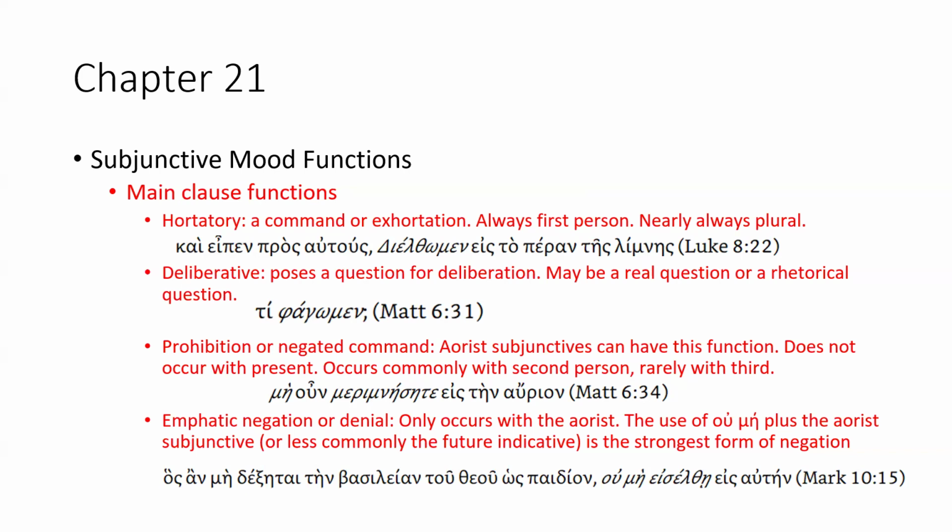Emphatic negation or denial. This only occurs with the aorist. The use of ou me plus the aorist subjunctive, or less commonly the future indicative, is the strongest form of negation you get in Koine Greek. So hos an me dexetai ten basileian tou theou hos paidion ou me eiselthe eis auten. Whoever does not receive the kingdom of God as a little child will certainly never enter into it.